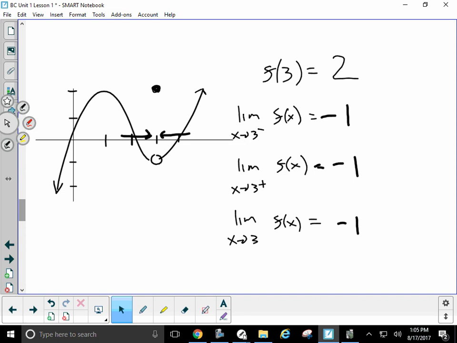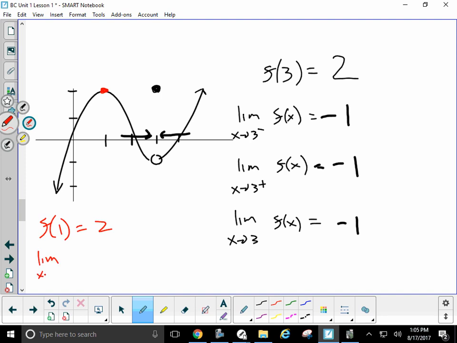Okay? When the left-hand limit and the right-hand limit weren't the same, it didn't exist. We can look at a situation like at 1. Well, if I looked at f of 1, that's 2. If I look at the left-hand limit, that's also going to be 2. If I looked at the right-hand limit, that's also 2. The limit and the function value agree with each other. We are approaching 2 from the left, we're approaching 2 from the right, and our function value is 2.